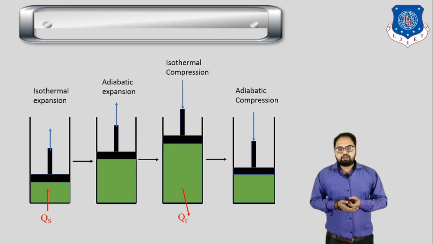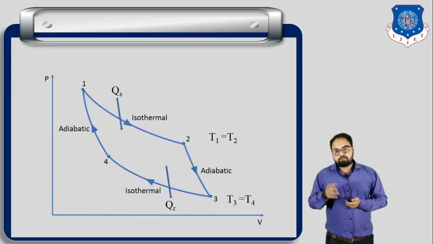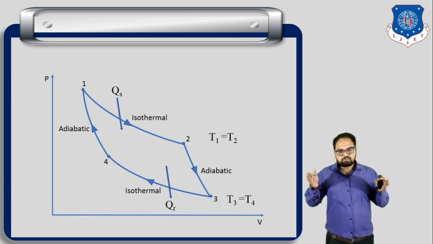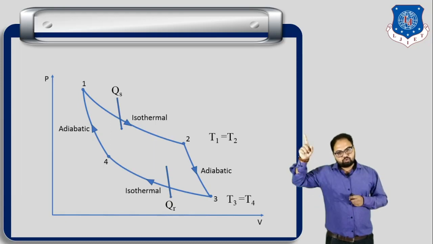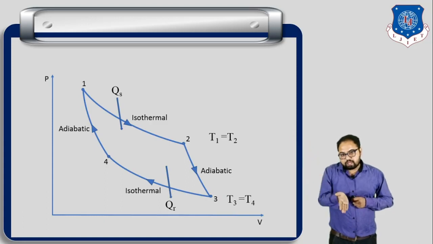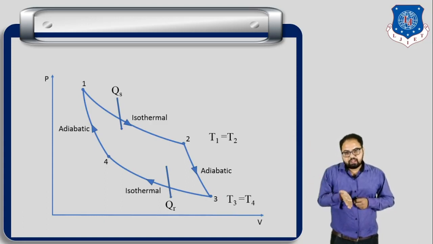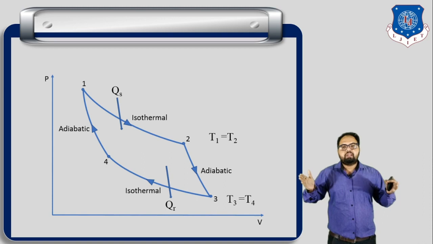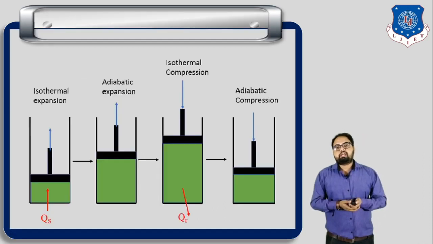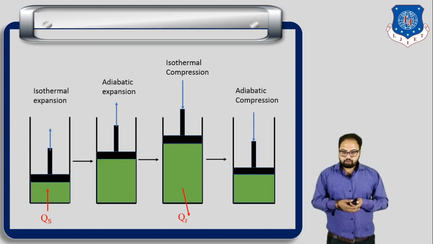Okay, and we know that in isothermal expansion, during expansion volume is increased and pressure is decreased. So you can see that during process 1 to 2 the graph is in the downward direction, that means pressure is decreasing and volume is increasing. So this process is known as the isothermal expansion process, and during this process we are supplying heat to the system.